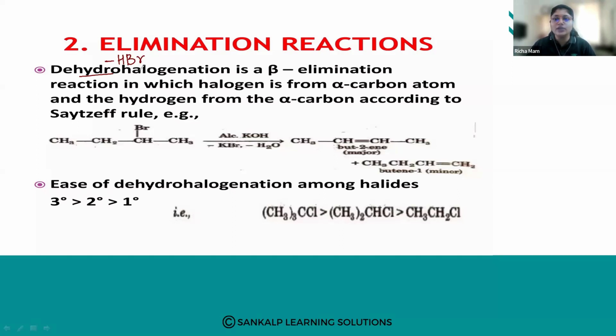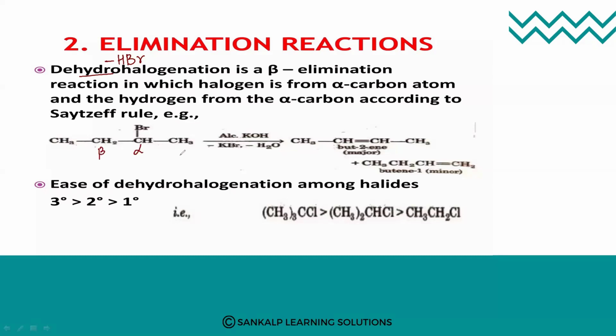It is called dehydrohalogenation, and it is a beta elimination. What do you mean by beta elimination? Beta elimination means elimination at the beta carbon. You can see this is your alpha carbon and this is your beta carbon, and this is also a beta carbon. So there are two beta carbons.